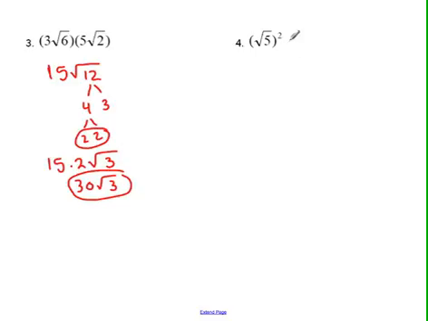Over here, there's kind of a special trick. If you see this symbol right here, that means squared. What that really means is you have the square root of 5 times the square root of 5. If you multiply those two together, that's the square root of 25, which we all know is simply 5.